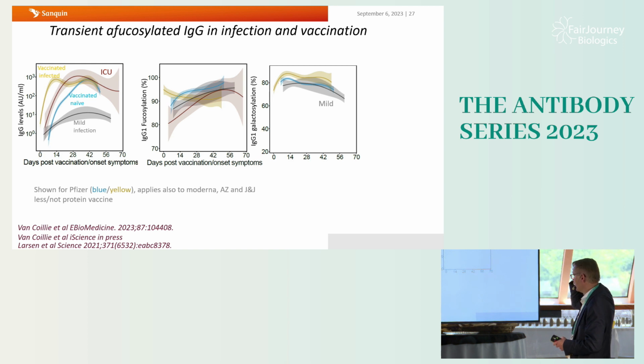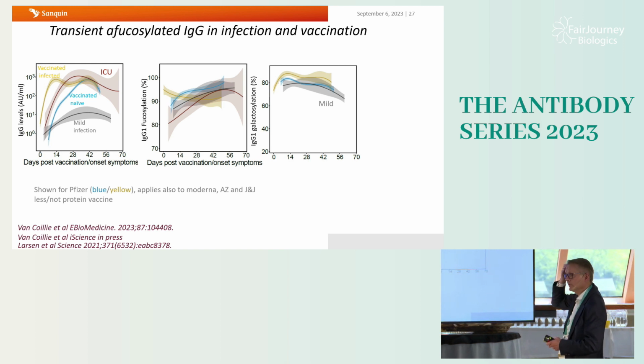But there is another issue here, and that's the galactosylation dimension that I mentioned to you before. It seemed to affect Fc receptor binding as well, on top of afucosylation.